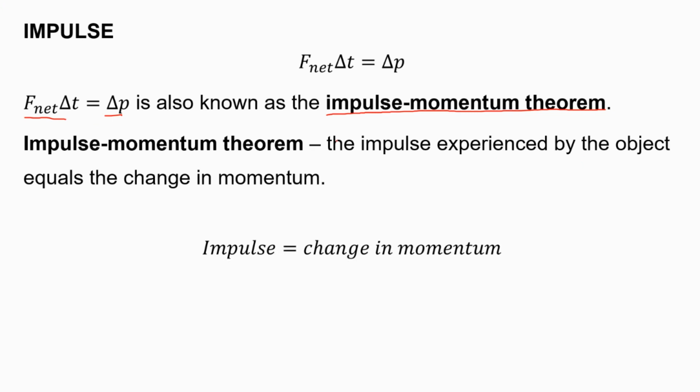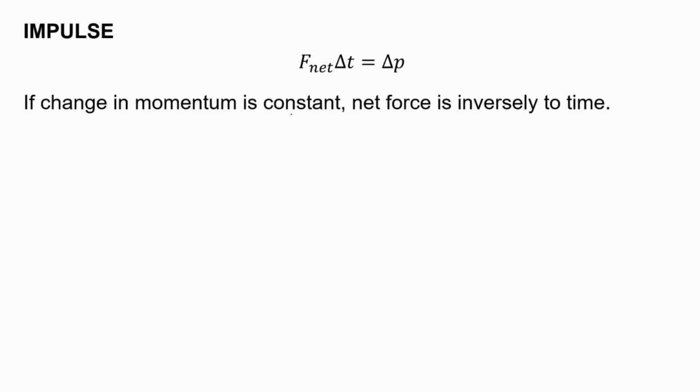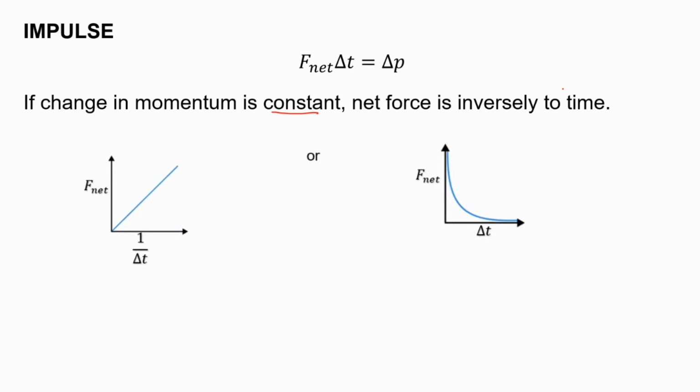That's what it means. If change in momentum is constant, net force is inversely proportional to time. We use this a lot when it comes to application of impulse on safety considerations. So what does this mean? Inversely proportional to time. It means that if the time increases, the net force decreases.